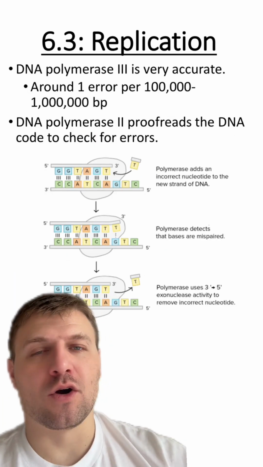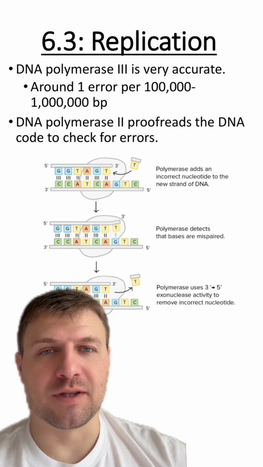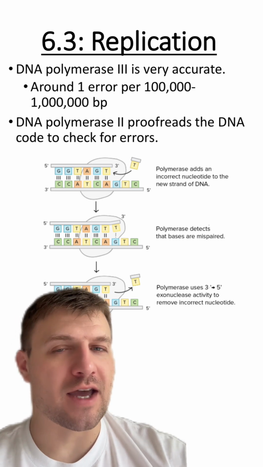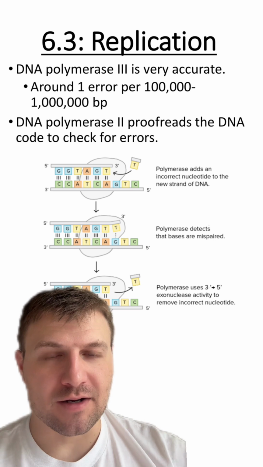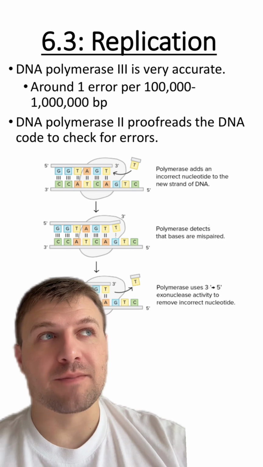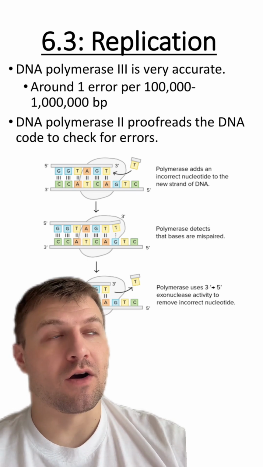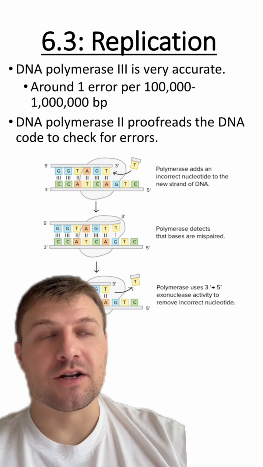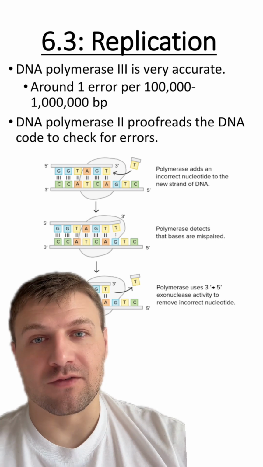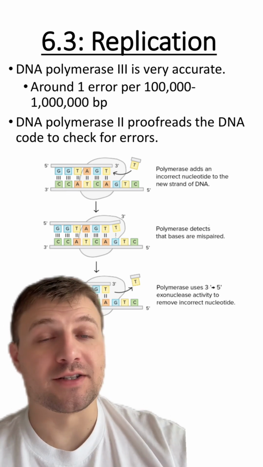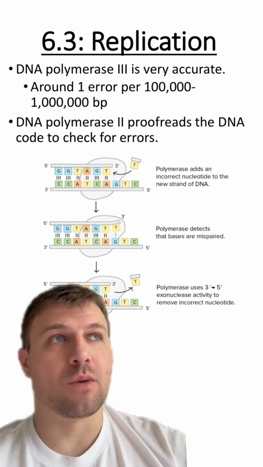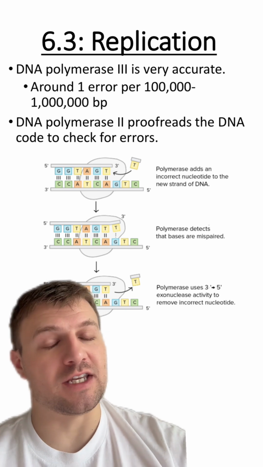One last thing to go over about replication and DNA polymerase 3, it's very accurate. It only makes one error between 100,000 and 1 million base pairs. And this does sound like it's really accurate, which it is, but if you think about the billions of base pairs that are in our cells alone, that would mean there's a lot of errors that could arise just from one round of replication. So what DNA polymerase 2 does is actually proofread the DNA and check for errors. This will lower the error rate of replication even further.